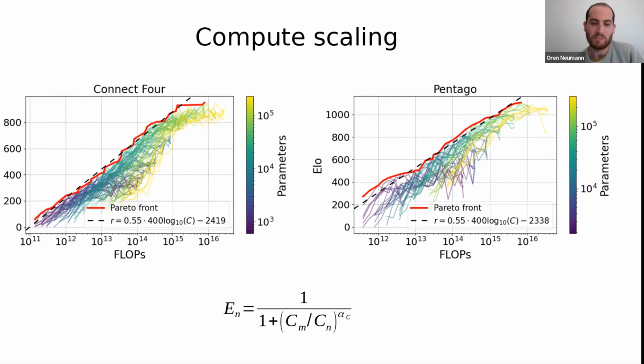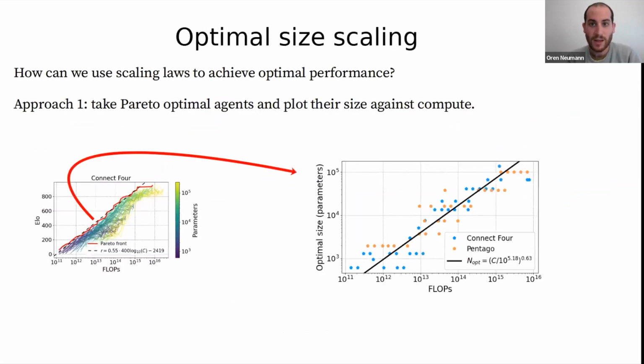Now, this is all pretty nice, but how do you know what is the size that an agent needs to be an optimal agent? How do we know the size you need to get to this red line? And this leads us to the last scaling law and the most important one, optimal size scaling. So now we ask, how do we use these scaling laws to actually achieve optimal performance, to know which networks will achieve optimal performance? There are two ways you can go about calculating the scaling law.